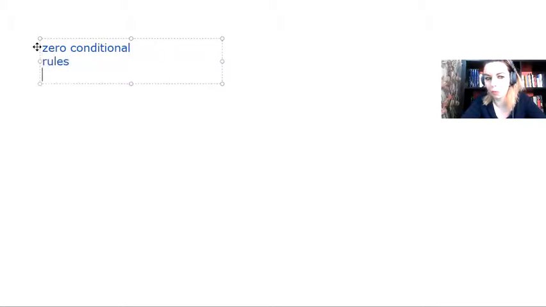Okay, so first of all, let's start with the zero conditional. Now, what do we use the zero conditional for? Rules, things that always apply, general truths. Okay, how do we form the zero conditional?